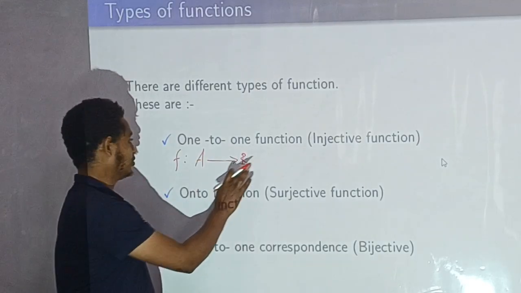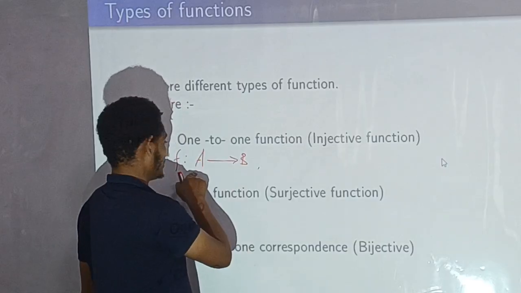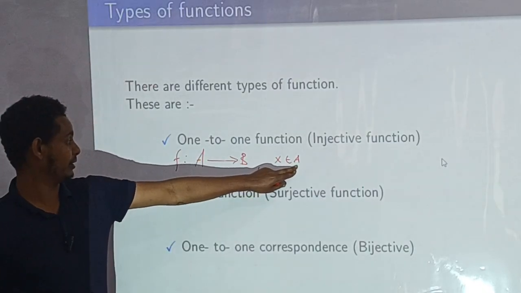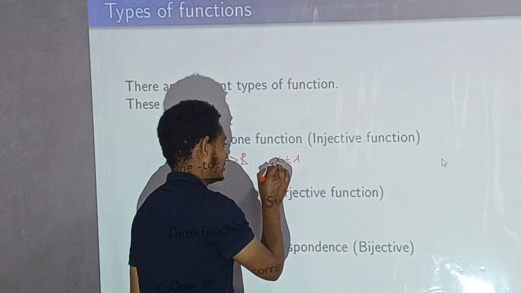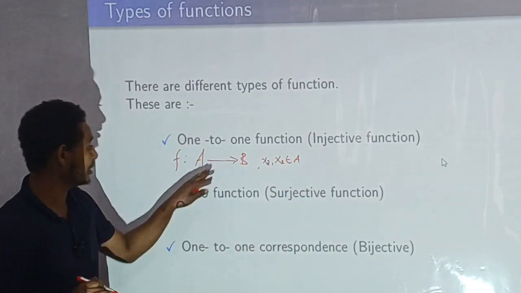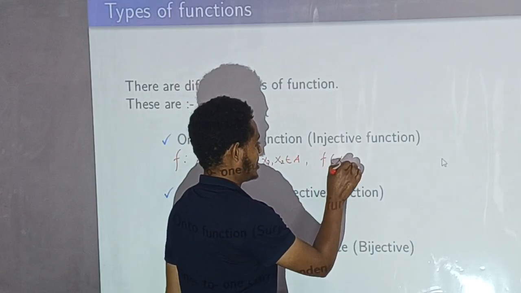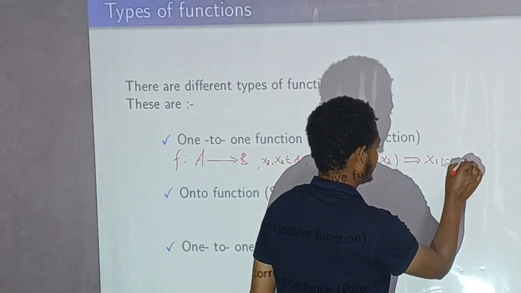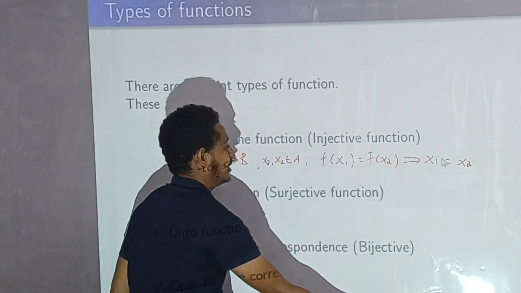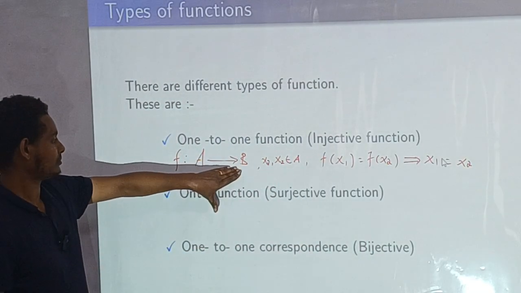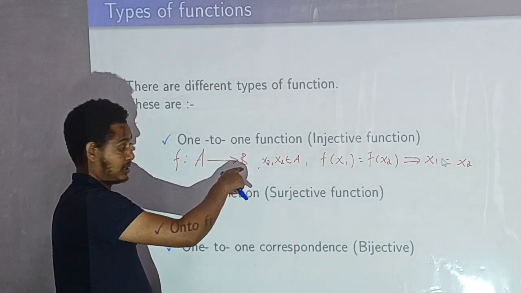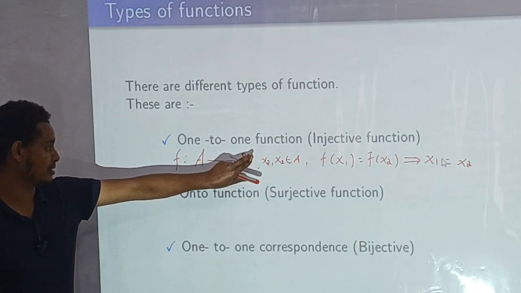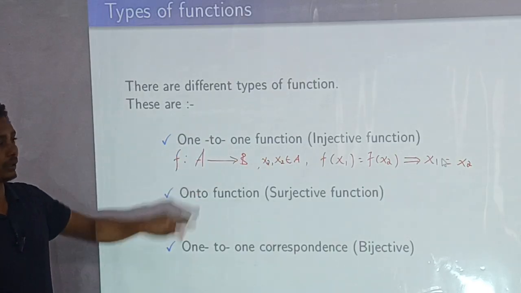Then for a value in the domain, that means if x is an element of A, or let x1 and x2 be elements of the domain A, then f of x1 equals f of x2 implies x1 equals x2. This is the definition of a one-to-one function. This means every value in the range is paired with exactly one element in the domain.